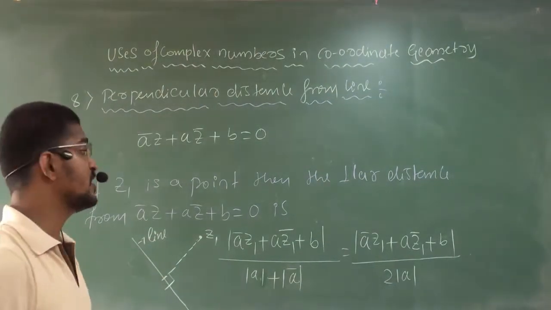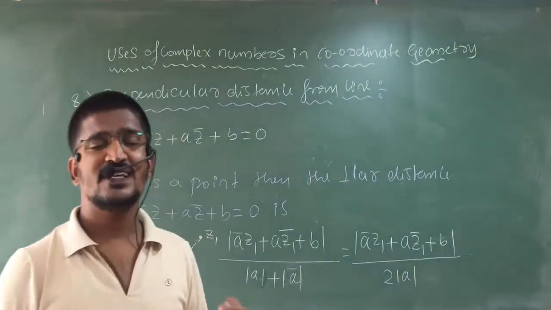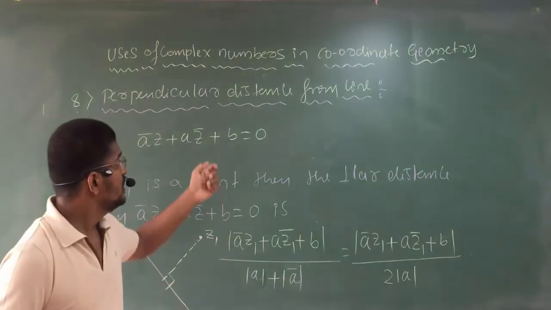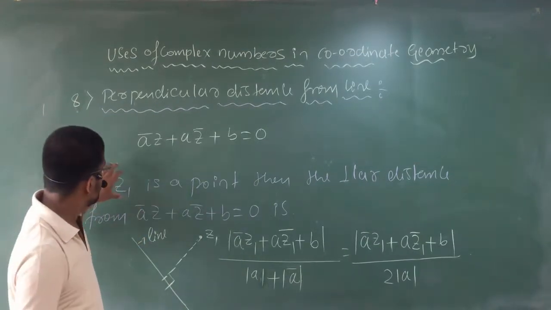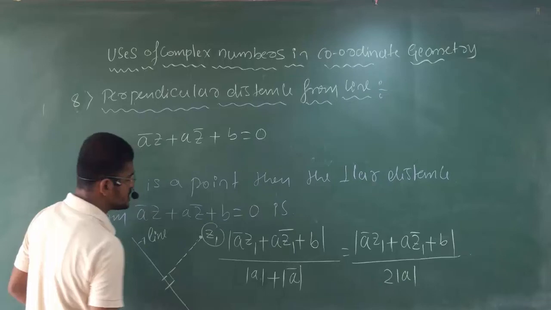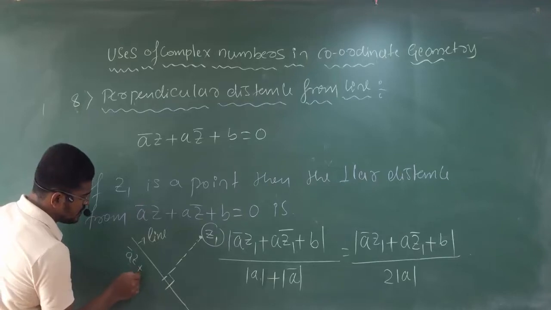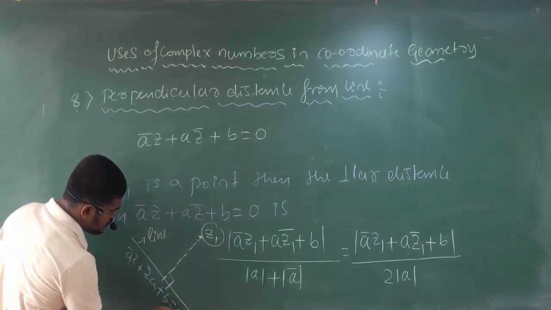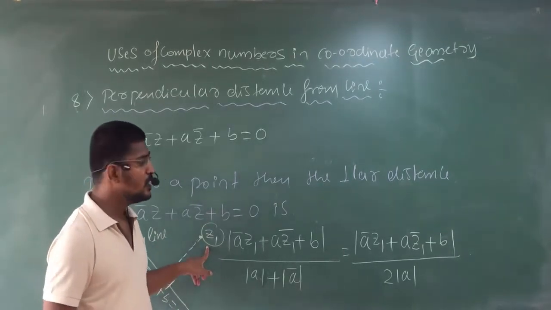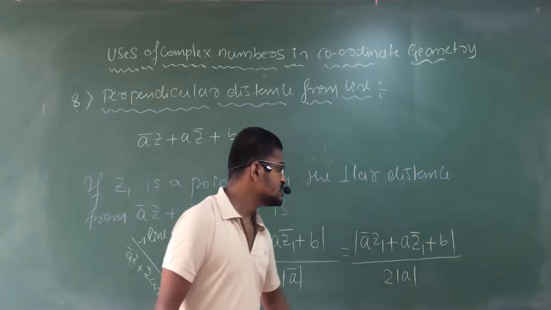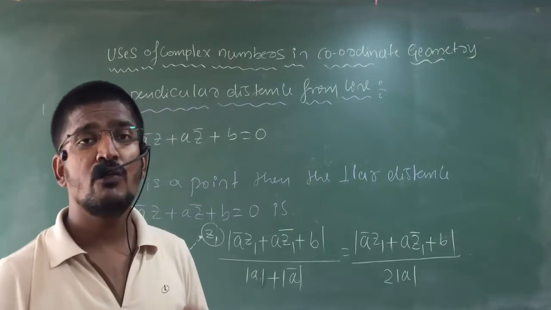How to find in complex plane? The line will be A bar z plus A z bar plus b equal to 0, where z and A are the complex numbers, the b is real number. Now I want to find the perpendicular distance of Z1 from this line L, that is A bar z plus z bar A plus b equal to 0. So from this line, what is the perpendicular distance of Z1? That is mod of (A bar Z1 plus A Z1 bar plus b) divided by 2 times of mod A.